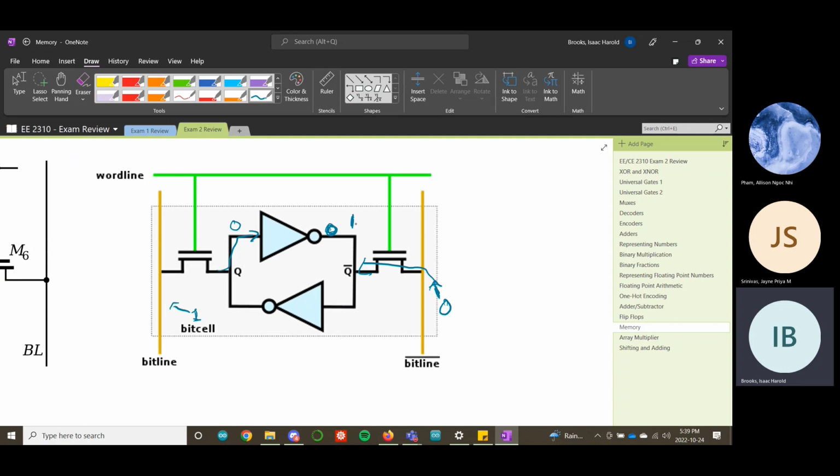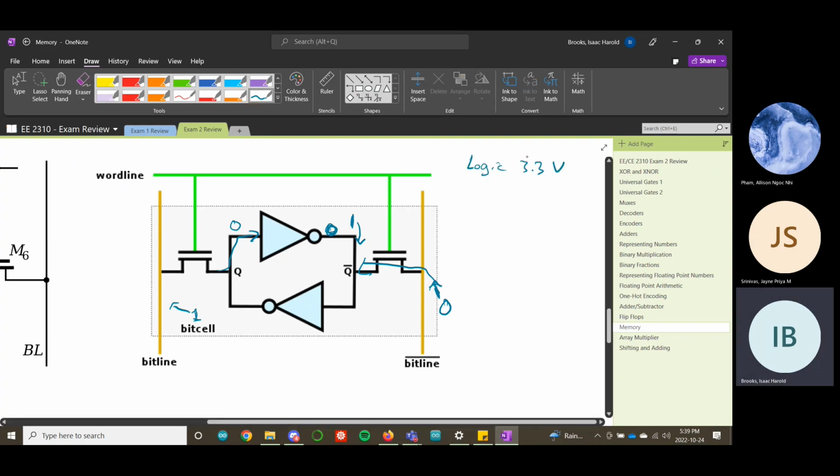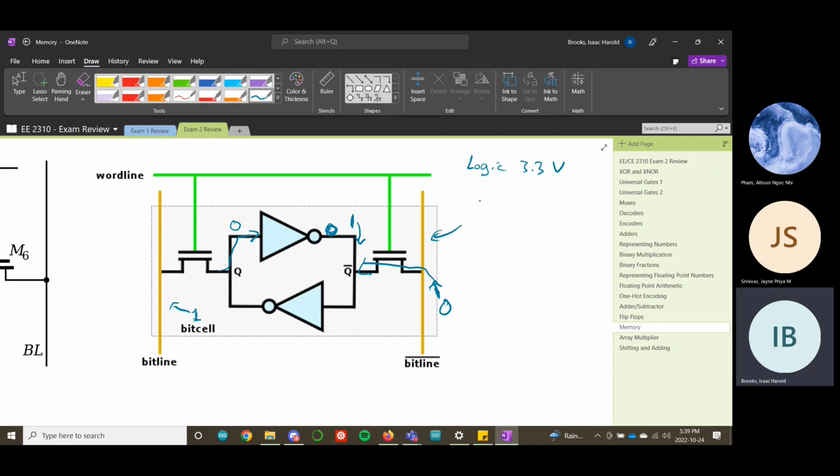There's going to be some losses in this transition from a 1 to a 0, but I think they minimize it by preloading. If your logic is 3.3 volts, they'll preload like logic over 2, so like 1.6 volts onto this line, and then instead of having to go from 0 to 3.3, the transition will go from 1.6 to 3.3. But I think that's a little bit beyond the scope of the class. So for now, just make sure you understand the structure of this thing and how you can read and write it by either asserting a voltage on these lines or by sensing the voltage on those lines.